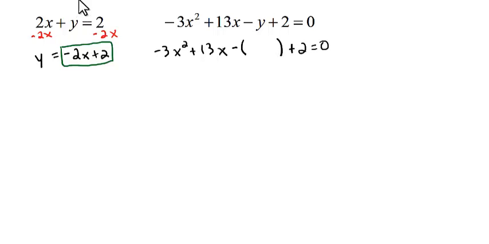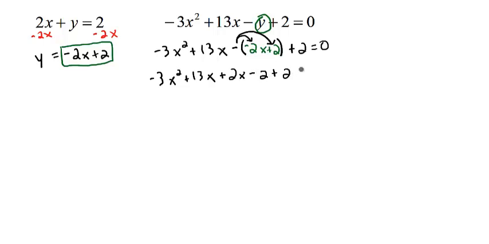So let's plug this in. That's going to be a negative 2x plus 2, and that's subbing in for that y. Okay, now let's distribute it. So we could simplify things by doing negative 3x squared. That stays the same. So does 13x. And now if we distribute this negative, negative times a negative 2x will actually be a positive 2x. And then a negative times a positive 2 becomes a negative 2. And then we've got plus 2 at the end there.